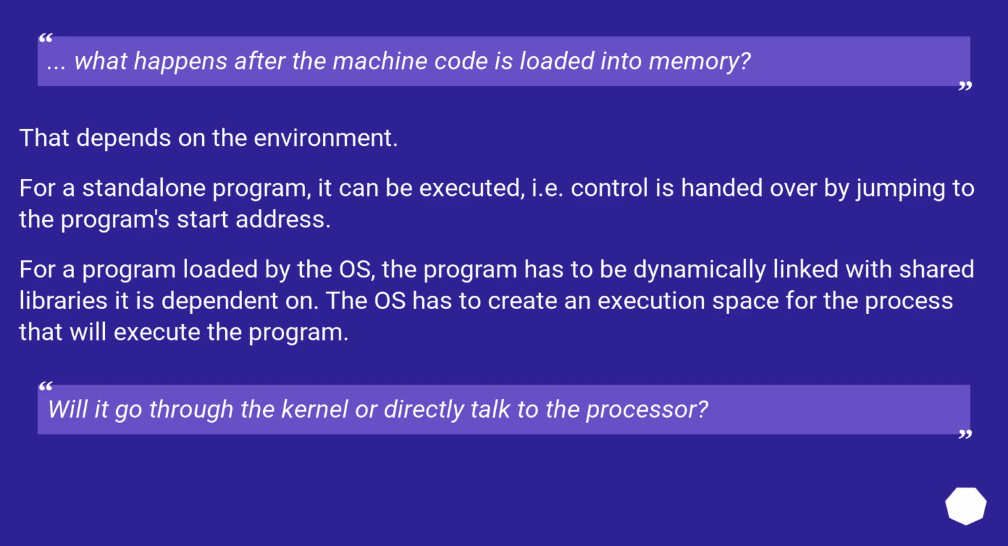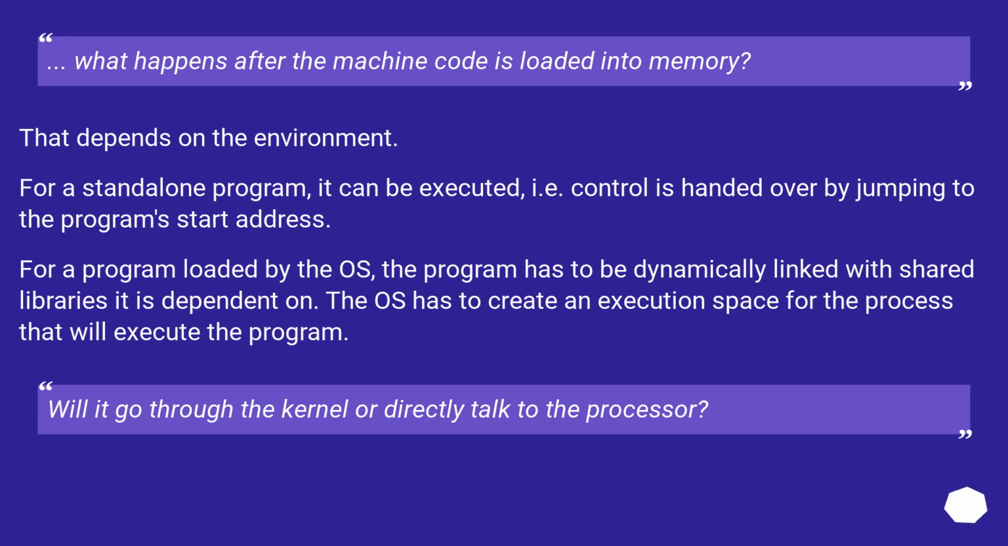What happens after the machine code is loaded into memory? That depends on the environment. For a standalone program, it can be executed, i.e. control is handed over by jumping to the program's start address. For a program loaded by the OS, the program has to be dynamically linked with shared libraries it is dependent on. The OS has to create an execution space for the process that will execute the program.